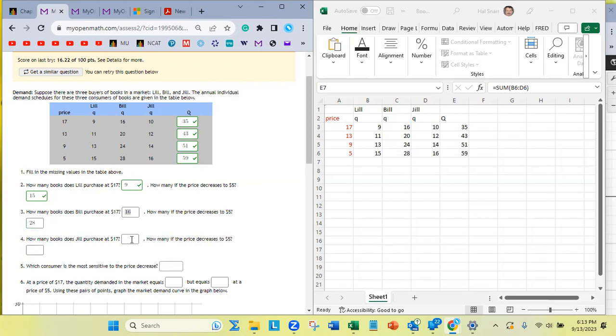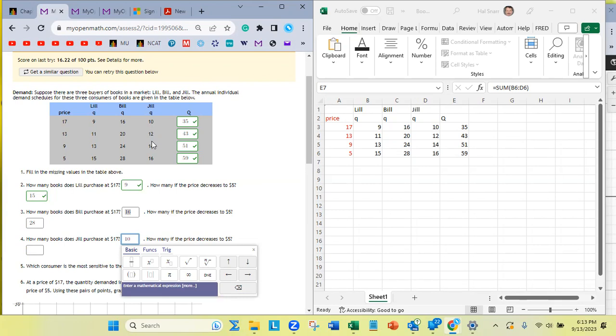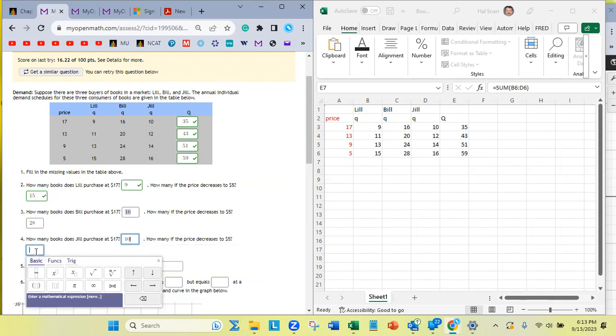How many books does Jill purchase at 17? Well, at 17, she purchases 10 books. At $5, she purchases 16 books.